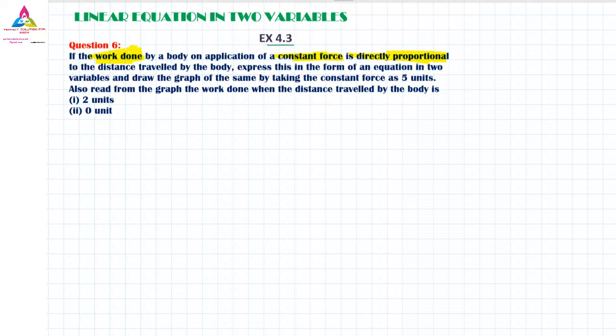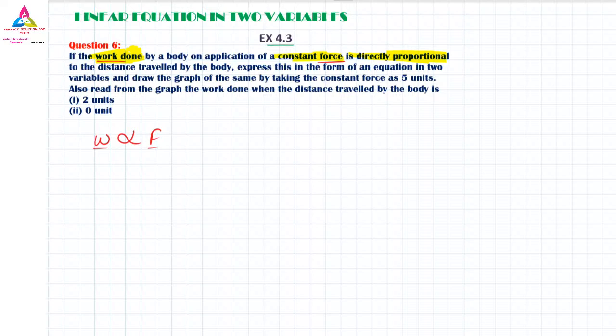There are two things we have. One is directly proportional, and one more is inversely proportional. Directly proportional we will write this way. For example, here the work done and the force are directly proportional. So we can take the work done as W, and the constant force as F. Directly proportional means both of them are in the numerator only. These are called directly proportional.